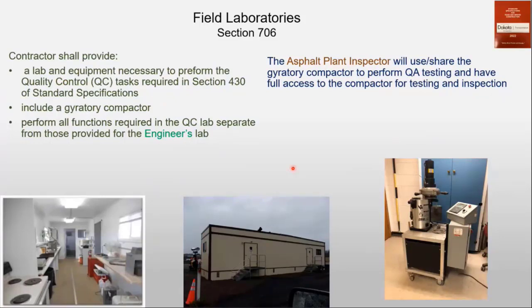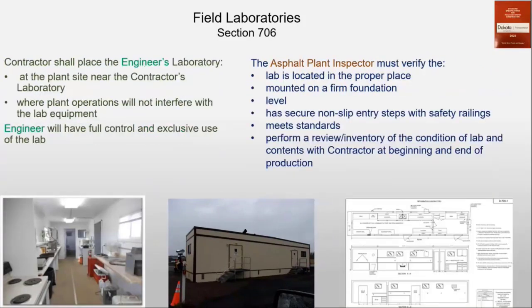And so as the inspector, we have to share the gyratory compactor with them so that we can do our verification tests too. Then the contractor has to place the laboratory that we work in, the QA laboratory, at a site near the contractor's laboratory, where it does not interfere with the lab or the plant operations, like the vibration and so on. So the engineer will have full control of that laboratory.